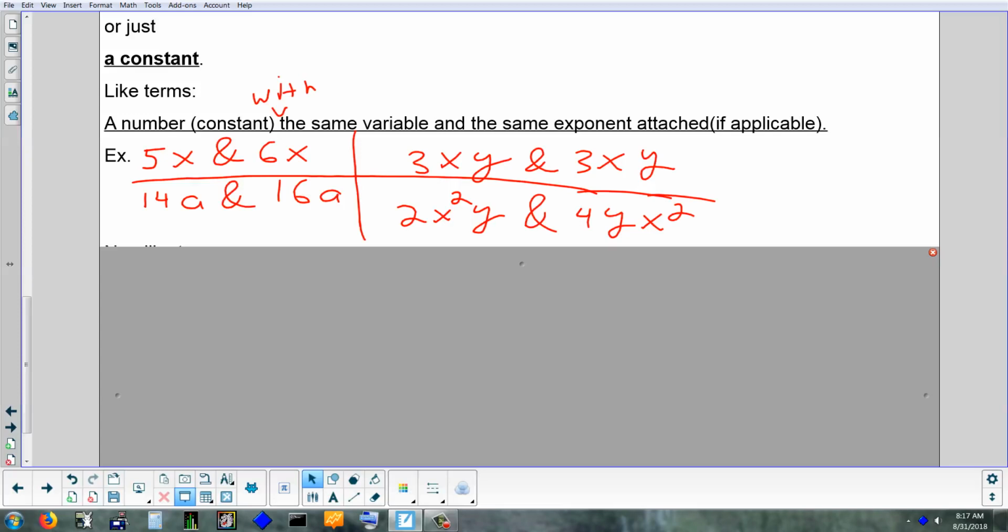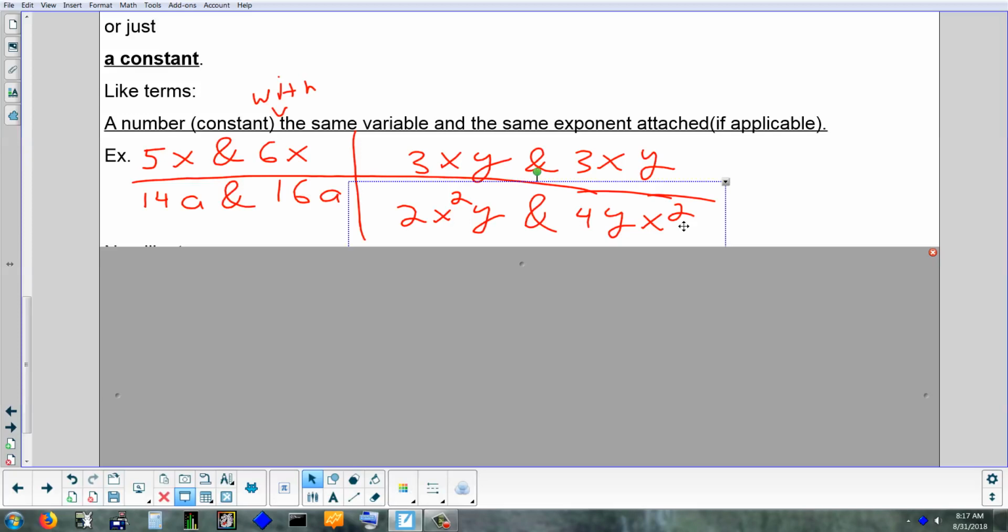They have the same variables, x and x. There's an exponent of a 2 on the x on the one on the left. There's an exponent of a 2 on the one on the right. And then there's a y and a y. So notice the definition of like terms doesn't say they have to be in the same order.